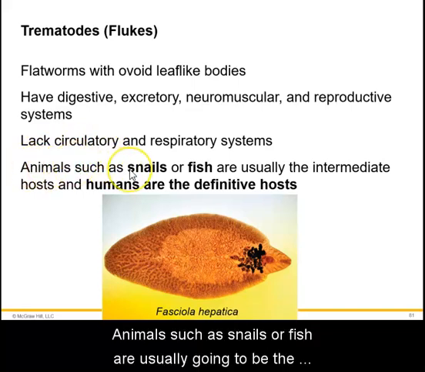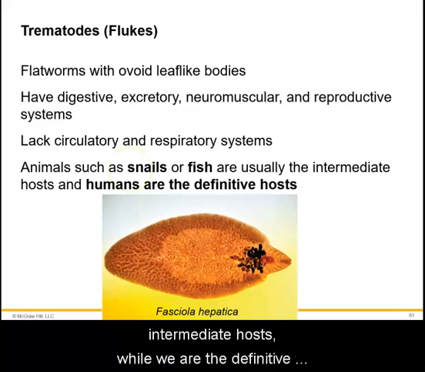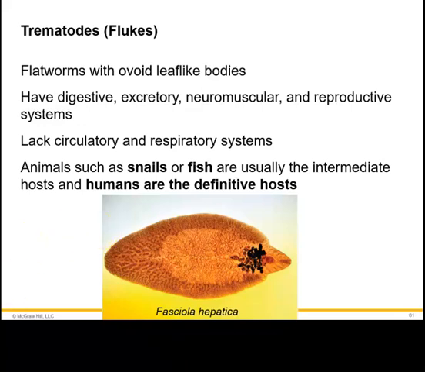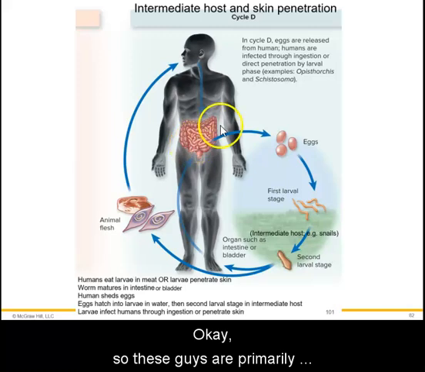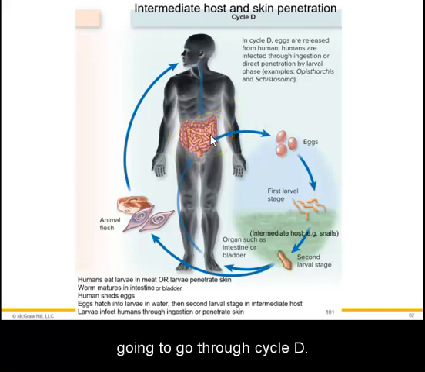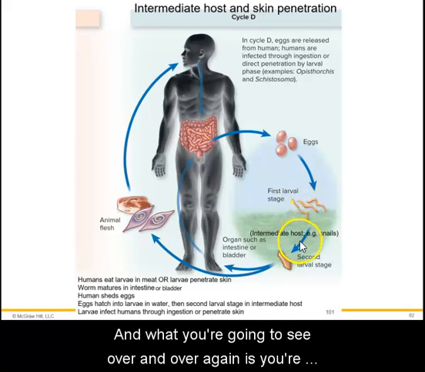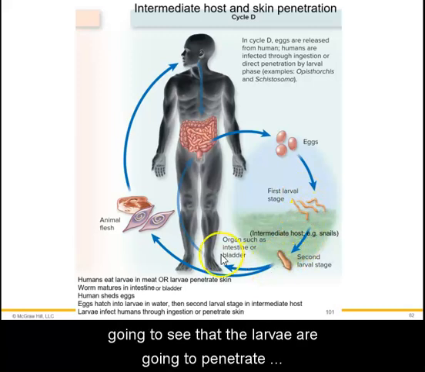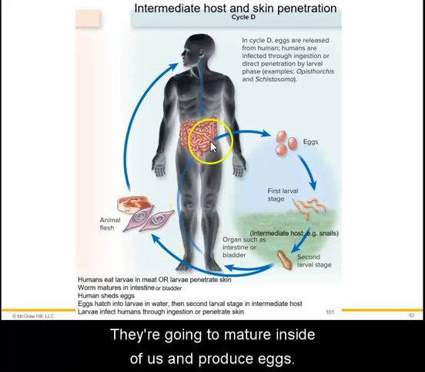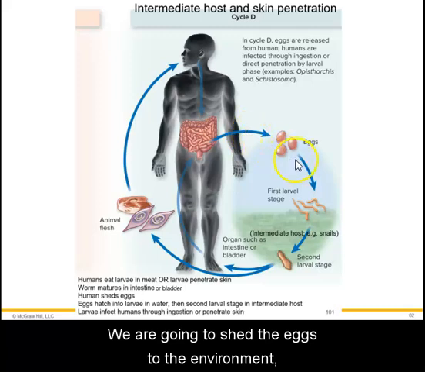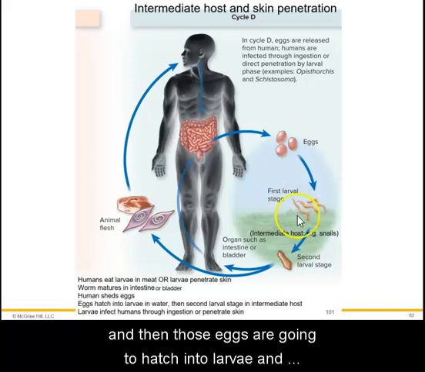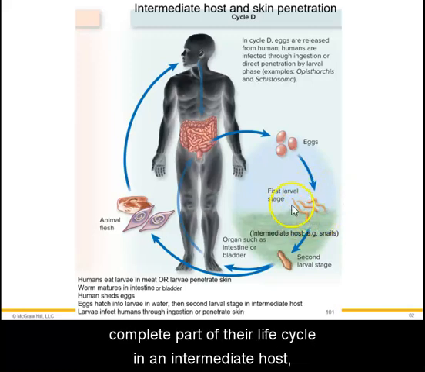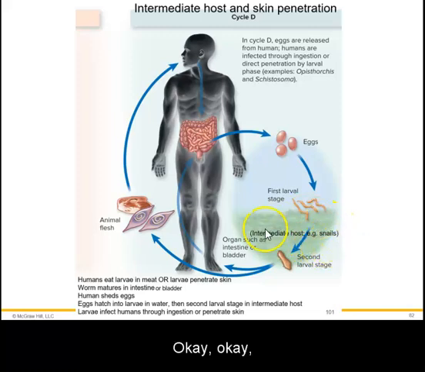Animals such as snails or fish are usually going to be the intermediate hosts, while we are the definitive hosts for this organism. Okay, so these guys are primarily going to go through cycle D. And what you're going to see over and over again is that the larvae are going to penetrate through our skin. They're going to mature inside of us and produce eggs. We are going to shed the eggs to the environment, and then those eggs are going to hatch into larvae and complete part of their life cycle in an intermediate host, usually a snail, okay?